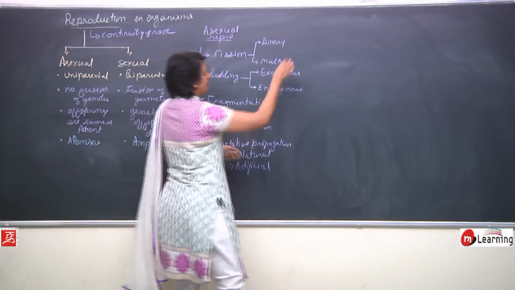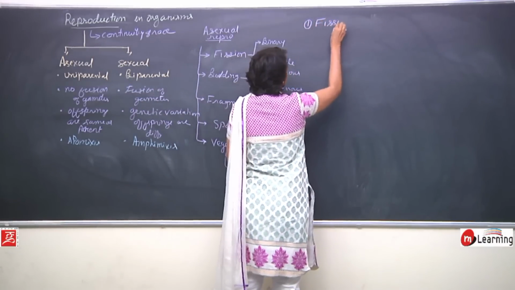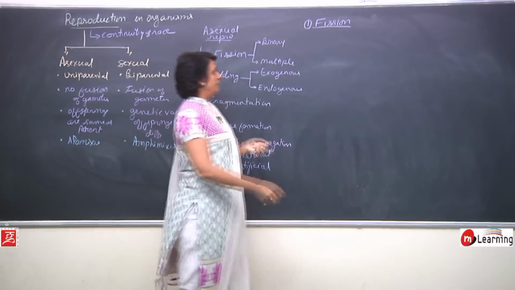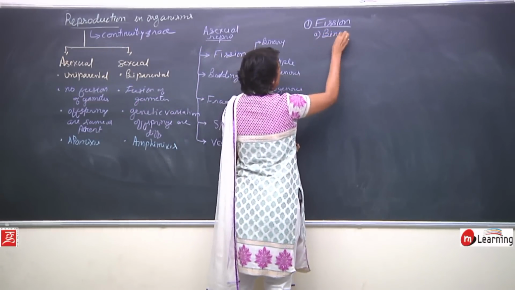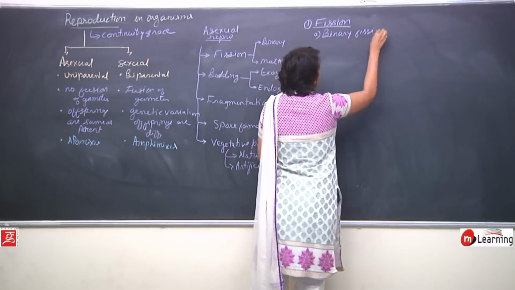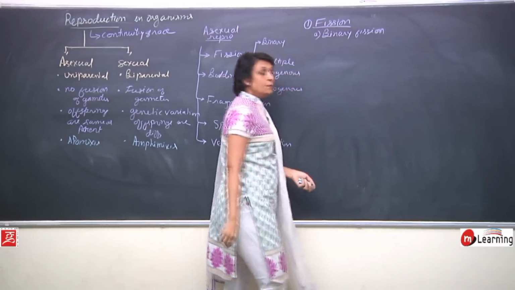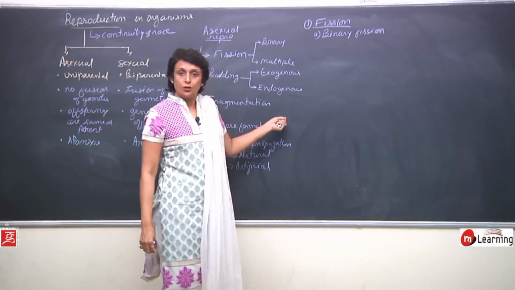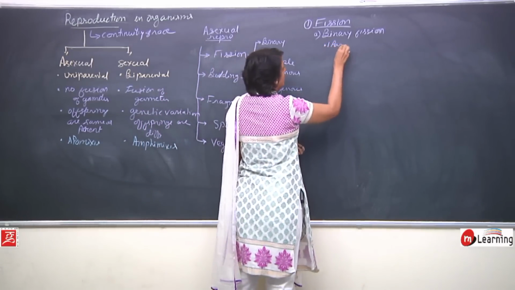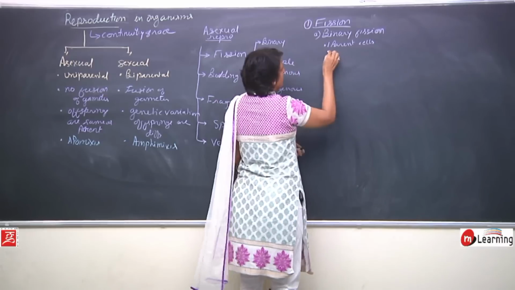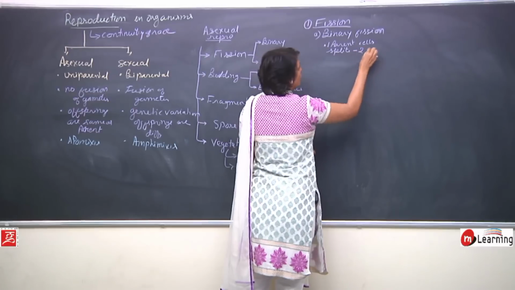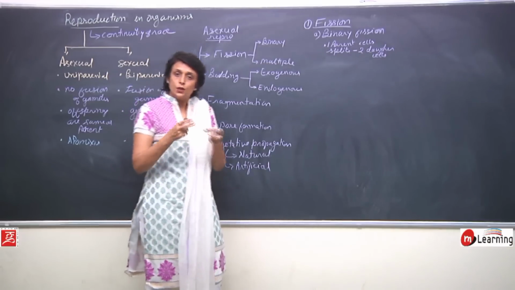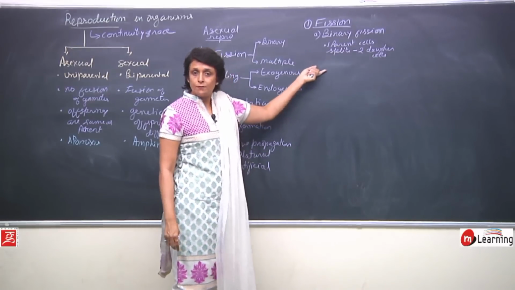Let us start with fission. Fission basically means splitting. One type of fission is binary fission, in which one parent cell or organism, it could be a unicellular organism, splits into two daughter cells. Splitting is going to be, first the nucleus is going to split and then the cytoplasm will undergo splitting.